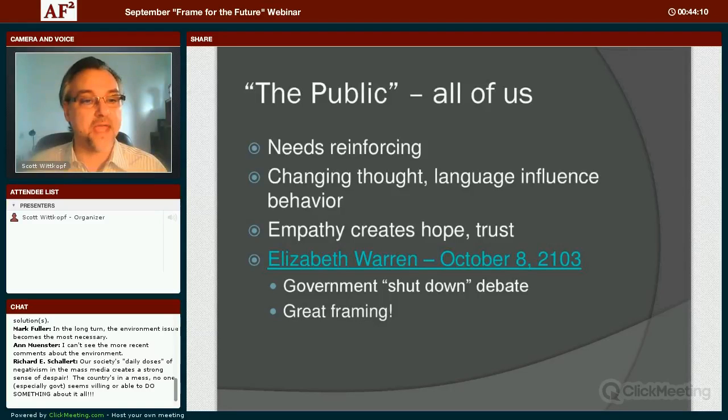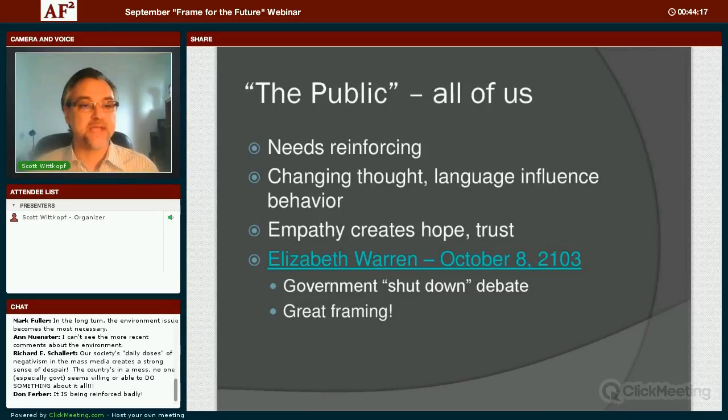Richard has a great point here. This is a great point. Our society's daily doses of negativism in the mass media creates a strong sense of despair. The country's in a mess. No one, especially government, seems willing or able to do something about it. And it is, yeah. And Don's point is, yes, the public is being reinforced badly by progressives, correct, and badly by conservatives, so bad on all fronts. And Richard is 100% right.